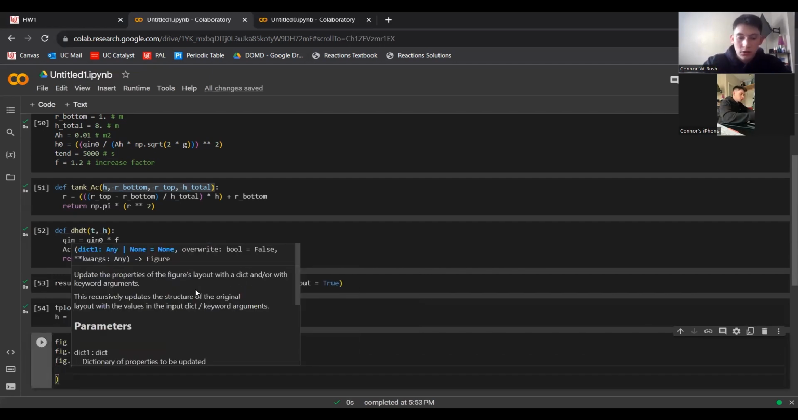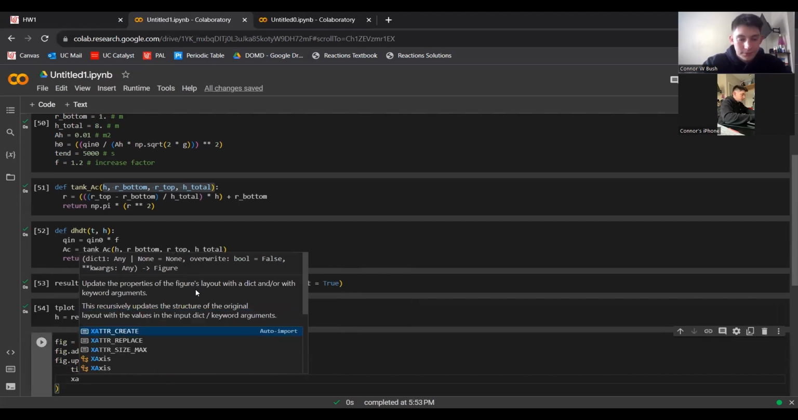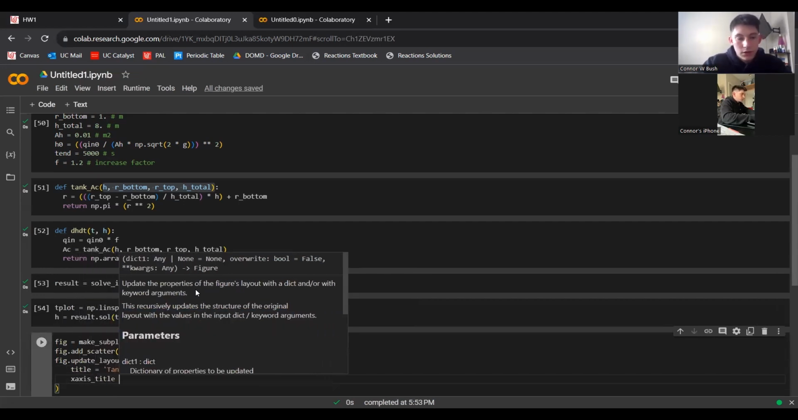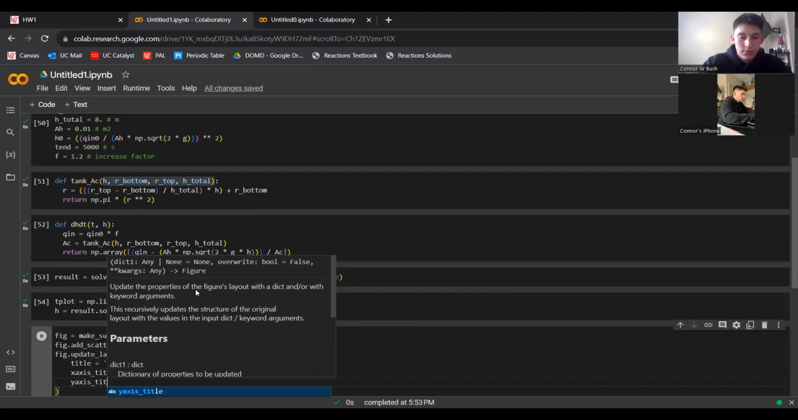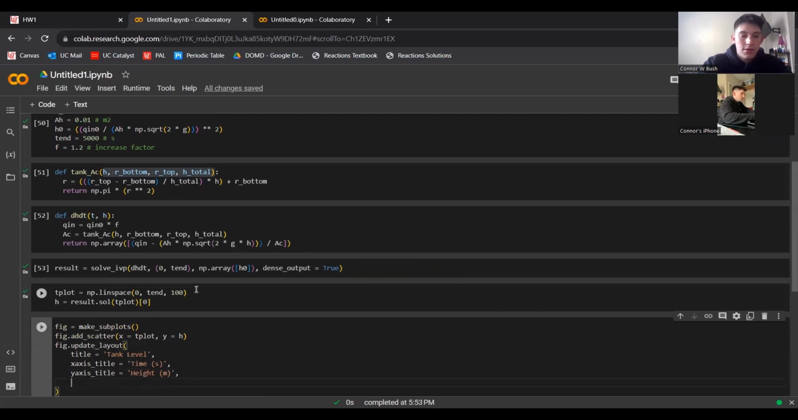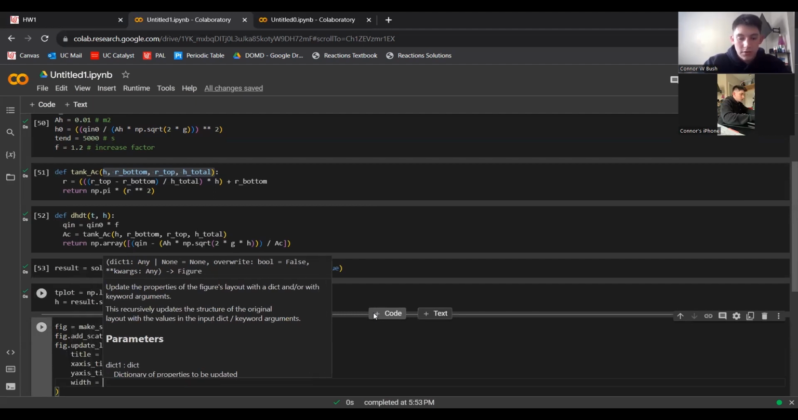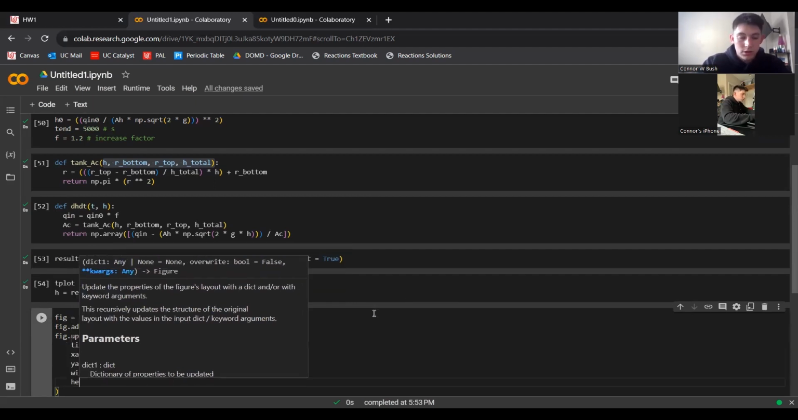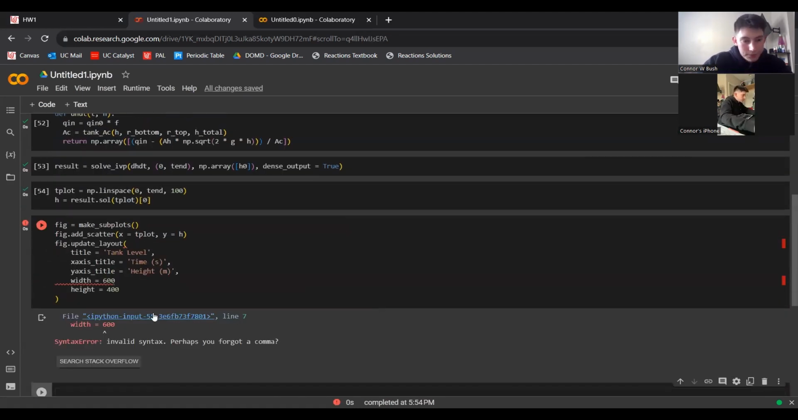I have a few parameters here. We're going to include a title for the graph. I'll just call it tank level. The x-axis title will be called time in seconds. Our y-axis title will be height in meters. And then to adjust the dimensions of the plot, we're going to specify that the width will be around 600 pixels and then the height will be around 400. So let's see how this looks.